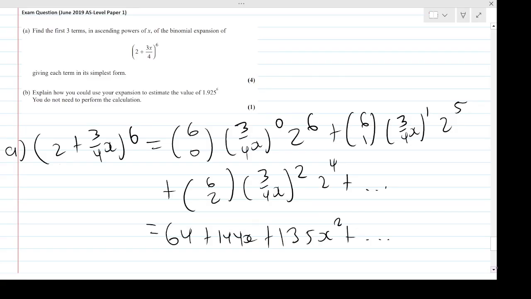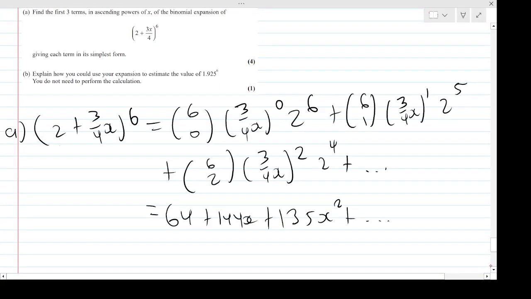Part B then says, explain how you would use your expansion that we worked out to estimate the value of 1.925 to the 6. You do not need to perform the calculation, so it's asking to describe how you would do it, but not actually do the full answer. Okay, so how would you do it?